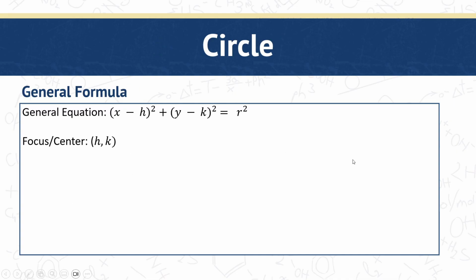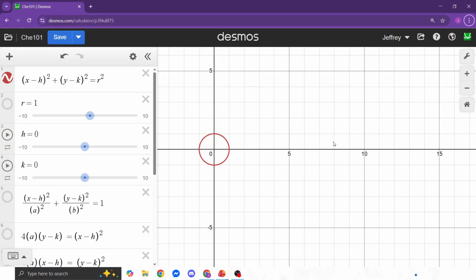So we will now tackle the simplest of all the conic sections, the circle. Its general equation is x minus h squared plus y minus k squared is equal to the radius squared, with its center at (h, k). I would like to go on here to Desmos and show you how it works. With the radius being 1 here, we can change it around. Its center is at 0 and 0, which is h and k.